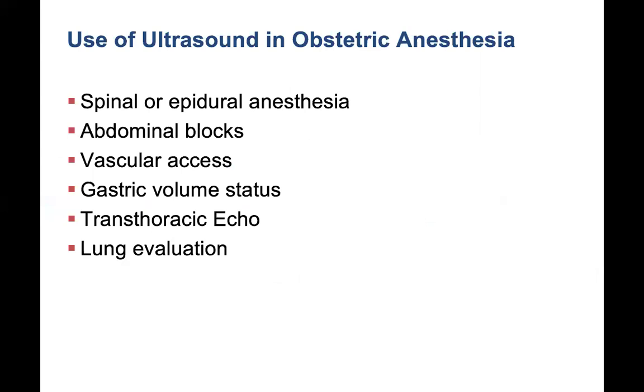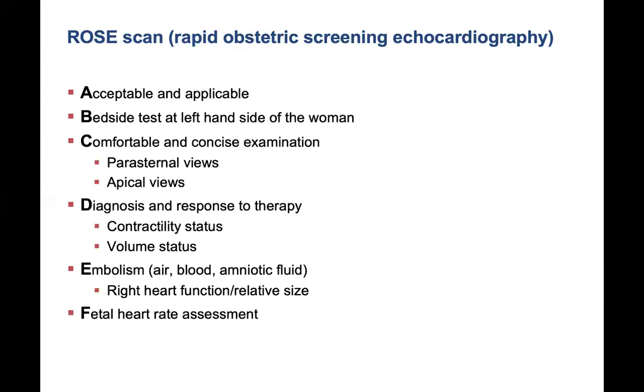Use of ultrasound in obstetric anesthesia includes spinal or epidural anesthesia, abdominal blocks, vascular access, gastric volume status, transthoracic echo, and lung evaluation. In obstetric anesthesia, they're often using the ROSE scan, which stands for Rapid Obstetric Screening Echocardiography. A is acceptable and applicable. B is a bedside test at the left-hand side of the woman, which is how I recommend and teach you to do it. C is comfortable and concise examination. So they focus on parasternal views and apical views for obvious reasons. The subcostal is more difficult.